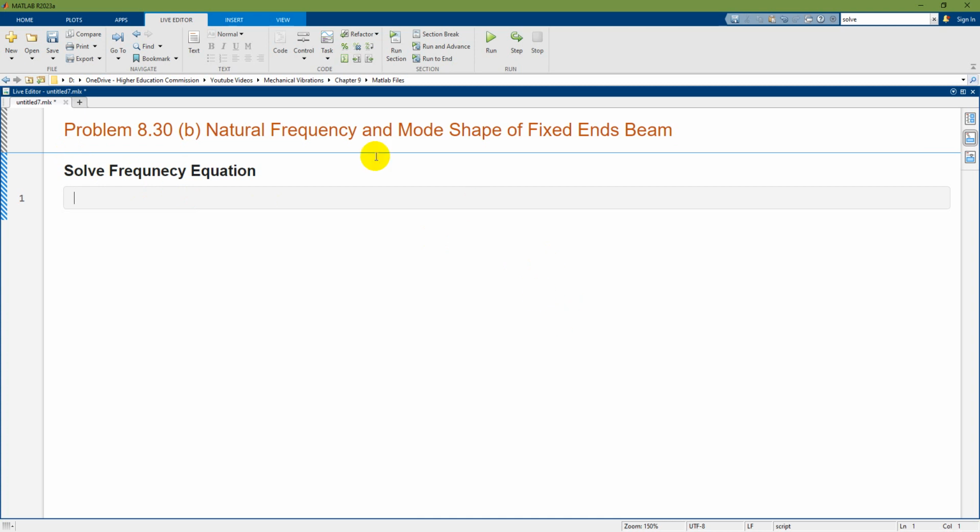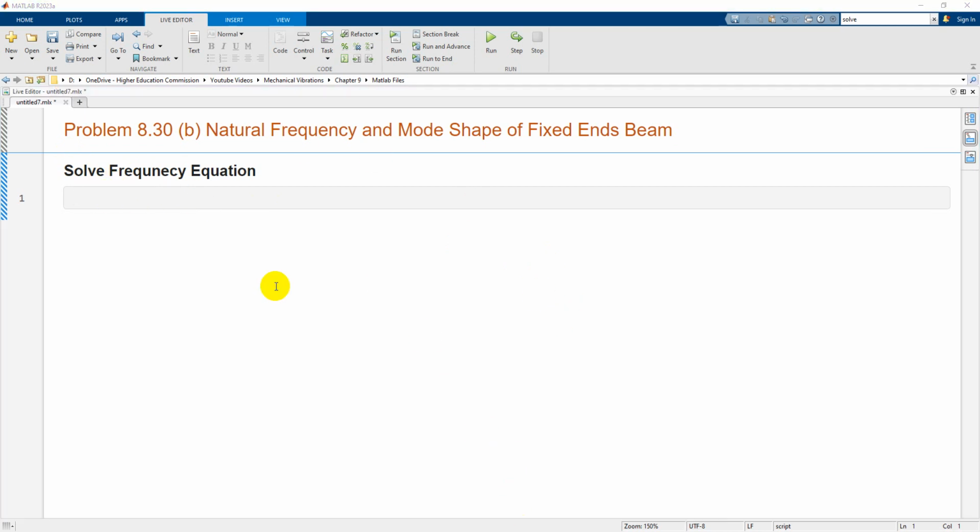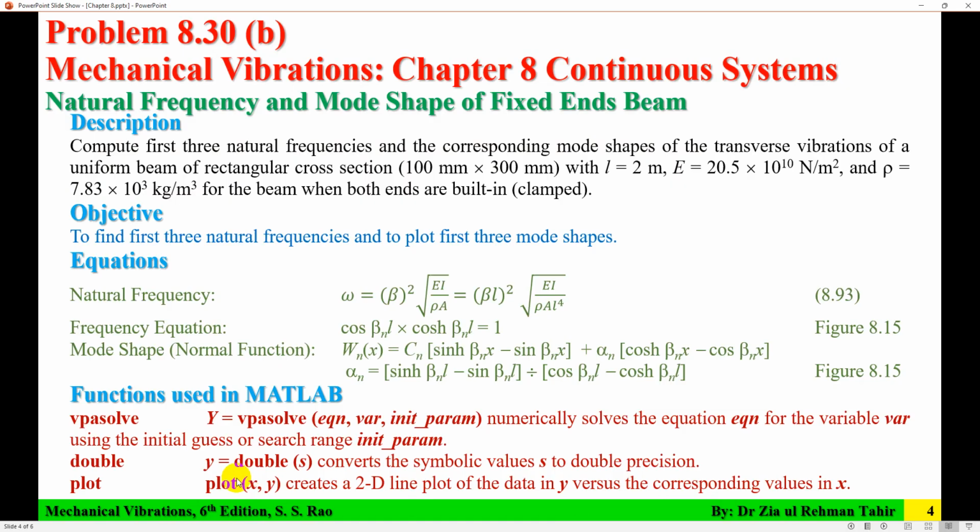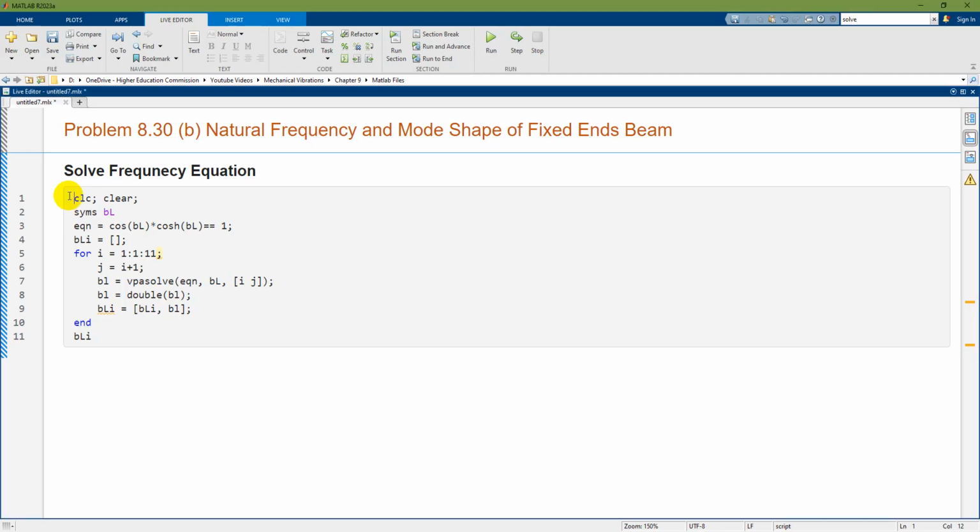To solve the frequency equation, I'm going to use the MATLAB symbolic solve function, so vpasolve is next. It evaluates values for a particular equation. First I need to write the equation, and then the variable here is beta L, and then I need to give an initial parameter, a range to search for the values. I am looking for the first three modes. I'm now going to write a small script to calculate beta L, or to solve the frequency equation. So that's clc to clear the screen and then clear to clear the workspace. Then I have started syms, that is the symbolic system.